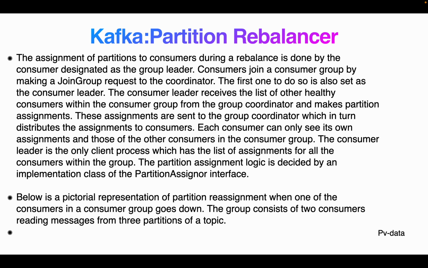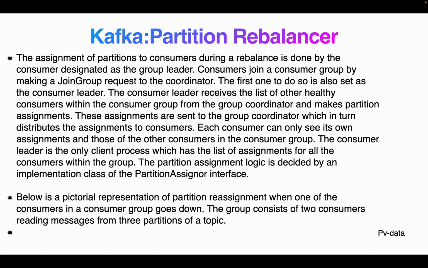The assignment of partitions to consumers during the rebalance is done by the consumer designated as the group leader. Consumers join the consumer group by making a join group request to the coordinator. The first one to join also becomes the consumer leader. The consumer leader receives the list of other healthy consumers within the consumer group from the group coordinator and makes the partition assignment. These assignments are sent to the group coordinator, which in turn distributes the assignments to the consumers.